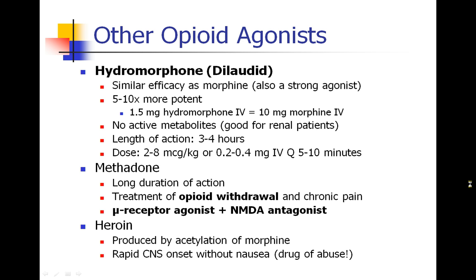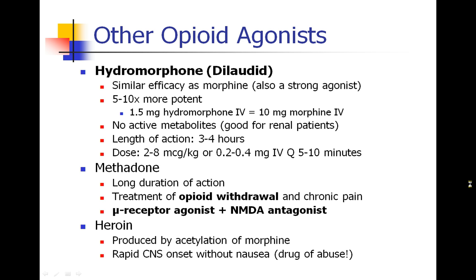Again, the length of action is about 3 to 4 hours, and we usually dose it at about 2 to 8 mics per kilogram. So in a 100 kilogram person, that's a dose of about 0.2 to 0.8 milligrams. Or you can just give 0.2 to 0.4 IV every 5 to 10 minutes.